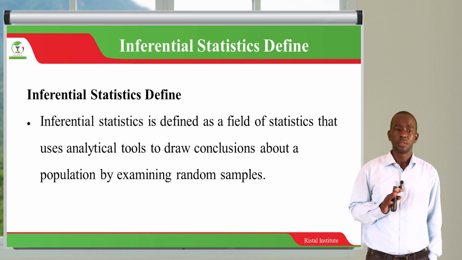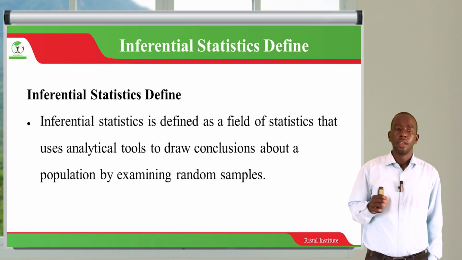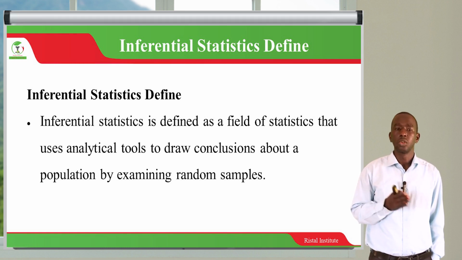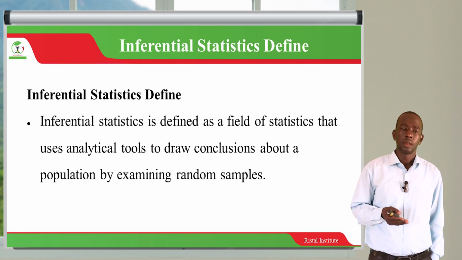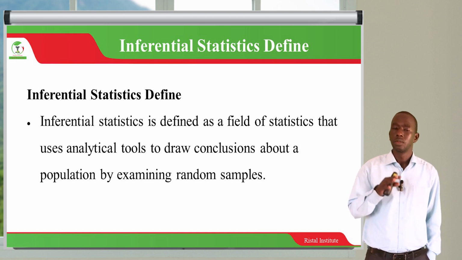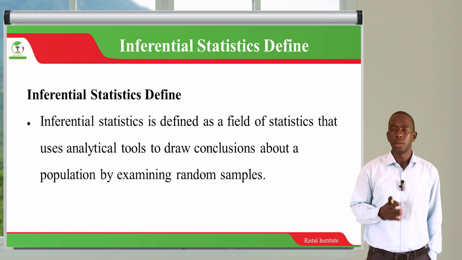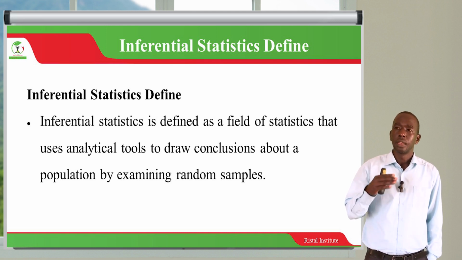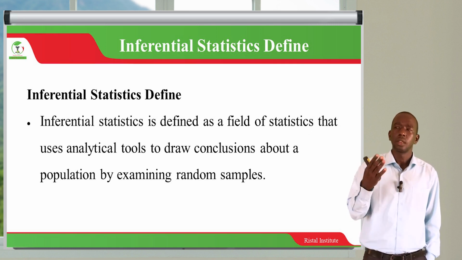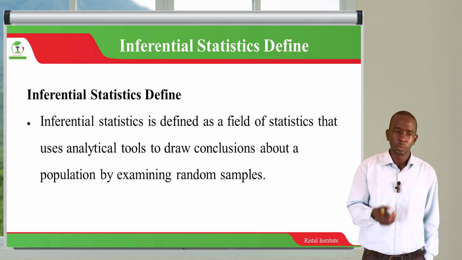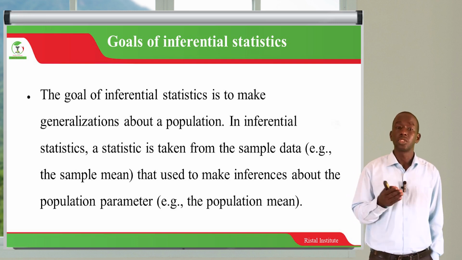Inferential statistics is defined as follows: inferential statistics is a field of statistics that uses analytical tools for drawing conclusions about a population by examining random sampling. Now, you can see the new word that has appeared here is random sampling. It takes us into a new view: how do we select the sample within the population? The goal of inferential statistics is to make a generalization about a population.